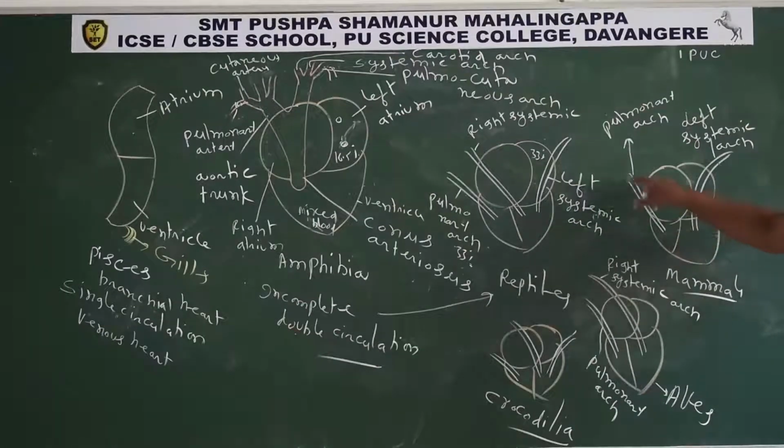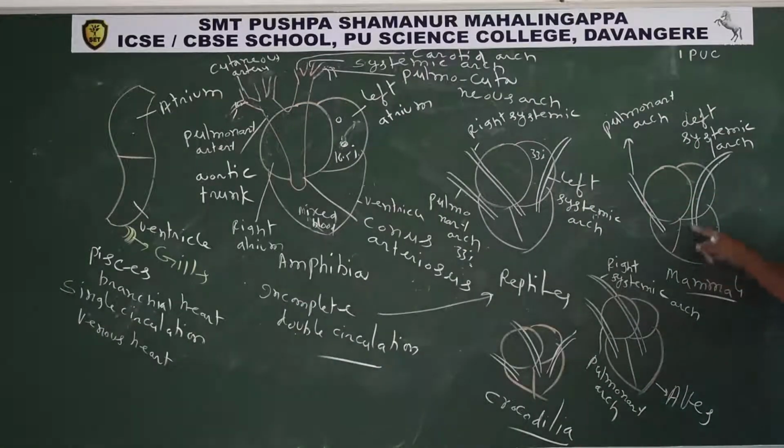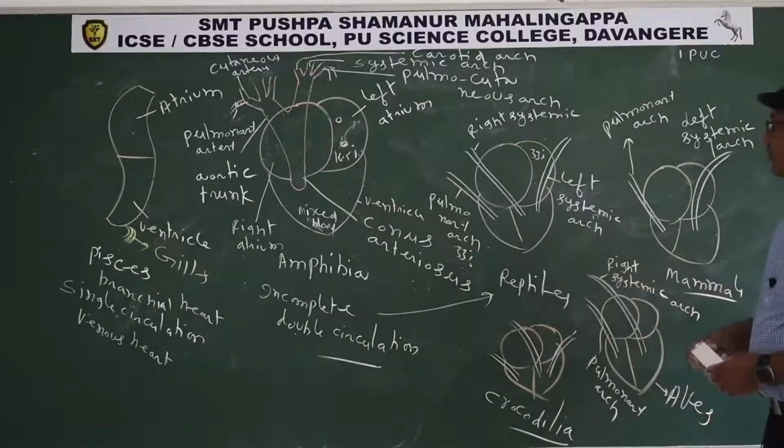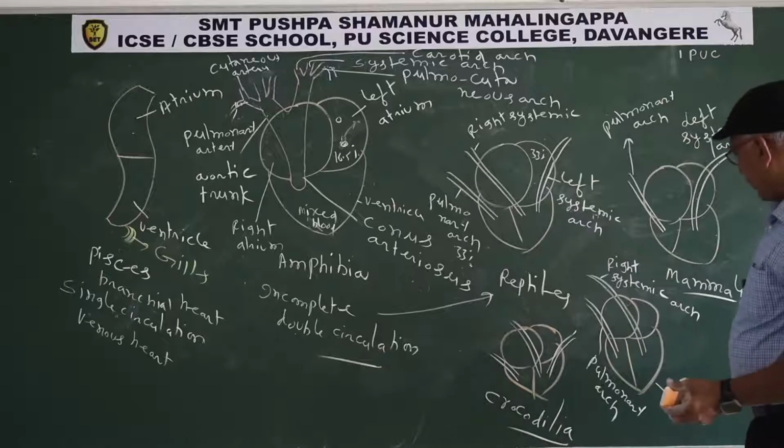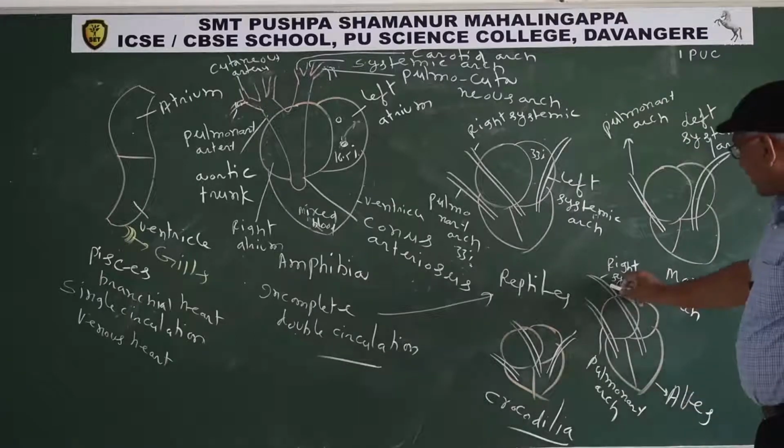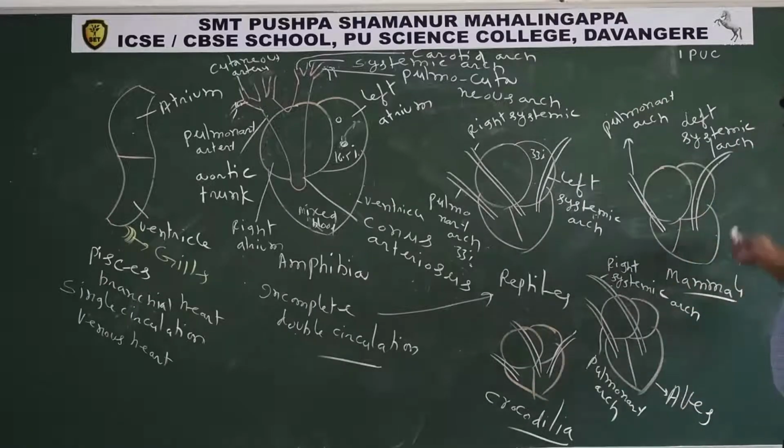From the right ventricle, the pulmonary arch arises. From the left ventricle, the left systemic arch arises. What is the difference between the right systemic arch of aorta and the left systemic arch?